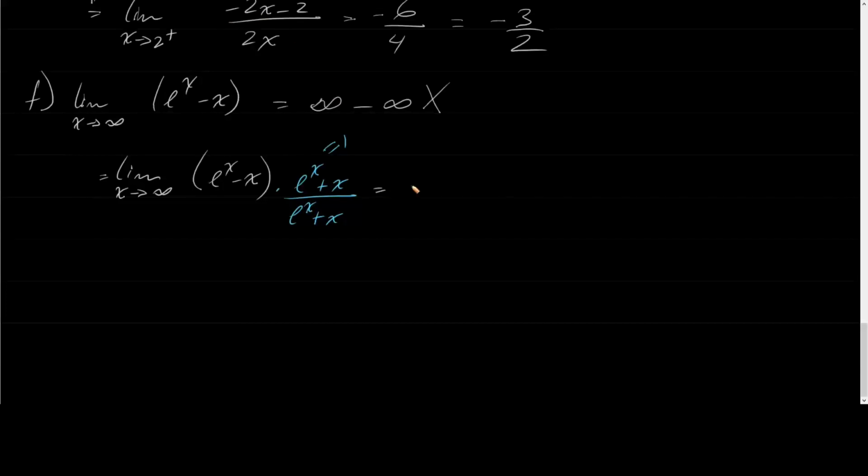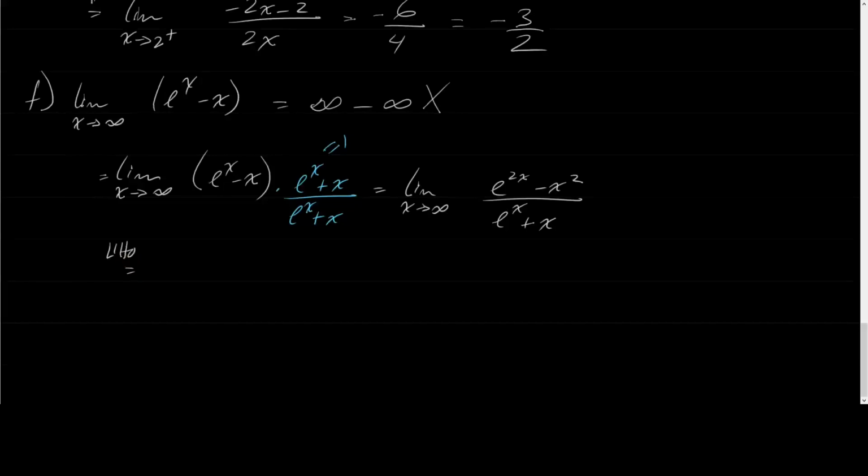So in this case, what do we end up with? We end up with the limit as x approaches infinity of, look at the top. In the top, I've got the product of conjugates. The product of conjugates is the difference of squares. On the bottom, we still have e to the x plus x. And now I've got a fraction that I can work with. Now we can apply L'Hopital's rule.